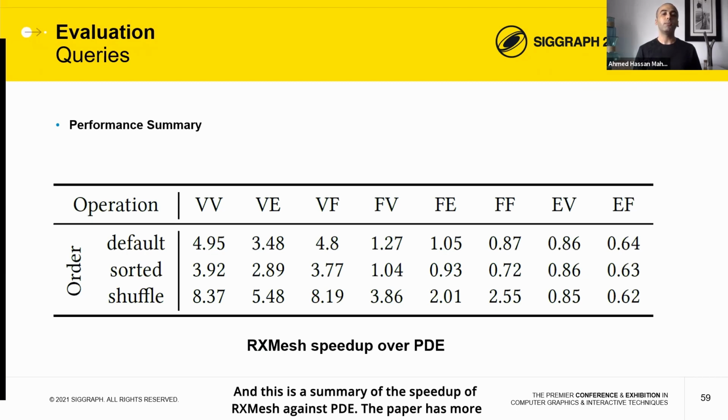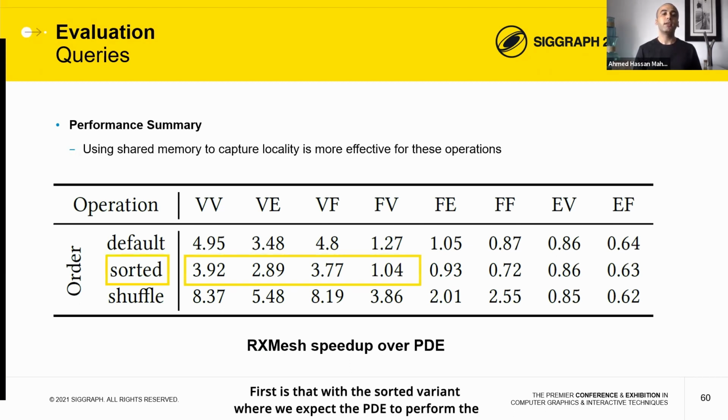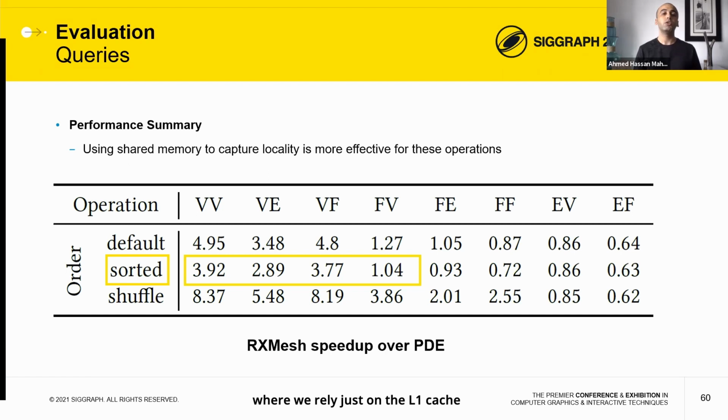And this is a summary of the speedup of RXMesh against BDE. The paper has more in-depth analysis of the performance of BDE and RXMesh, but there are a couple of interesting points that we would like to highlight here. First is that with the sorted variant, where we expect BDE to perform the best, RXMesh is still able to outperform on some of these queries by being on average 3 times faster. This proves that batching and using shared memory is a more effective way to capture locality and improve performance than sorting, where we rely just on the L1 cache.